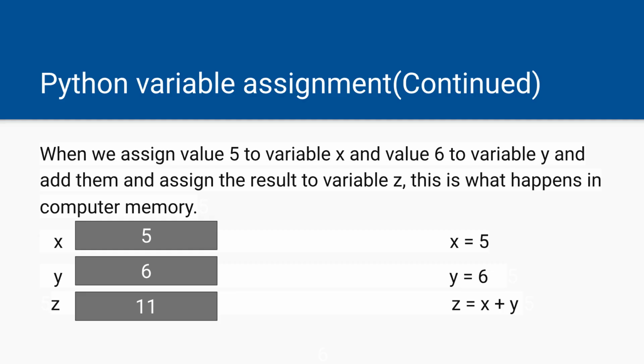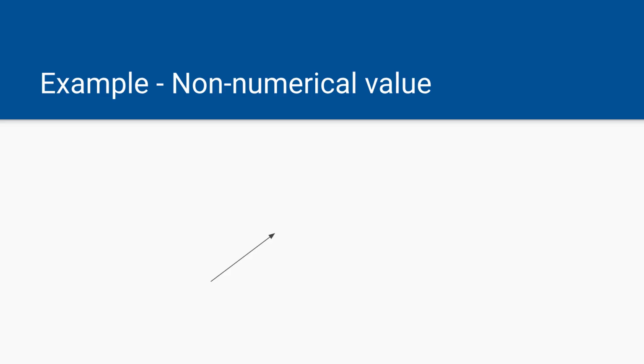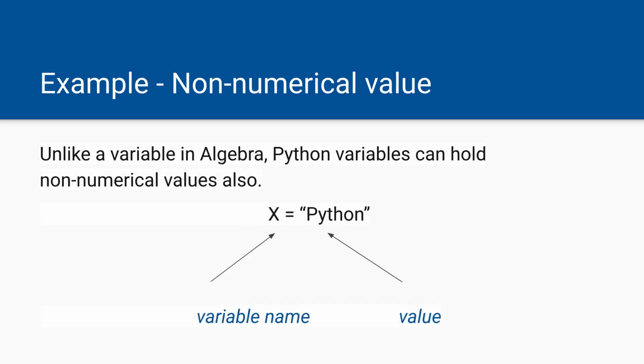When we assign values like x equals 5 and y equals 6, and then calculate z equals x plus y, this is how it's represented in computer memory. The variable z holds the sum, which is 11. Unlike in algebra, Python variables can also hold non-numerical values. For example, x equals Python, where x is the variable name and Python is the string value assigned to it.